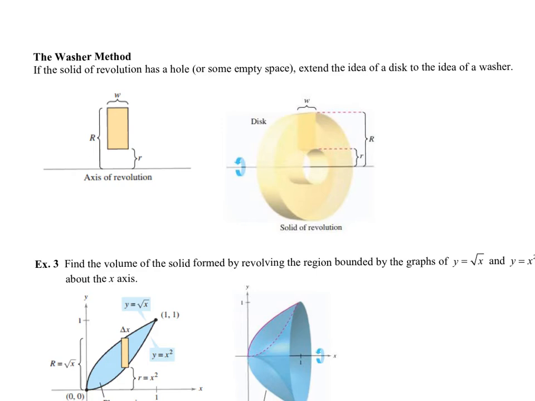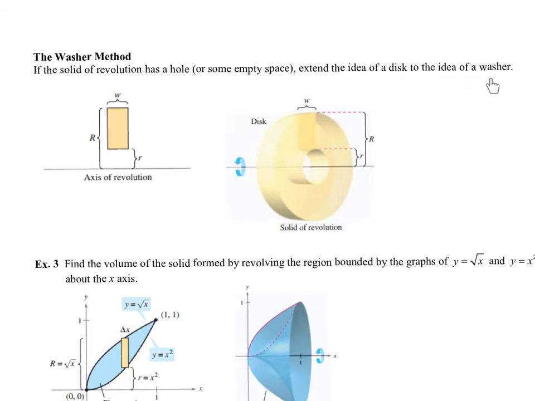So now let's take a look at the washer method for finding the volume of a solid that occurs when you rotate a region about an axis. So when do we use the washer method? Well, if the solid of revolution has a hole or some empty space, that's when we extend the idea of a disc to the idea of a washer.